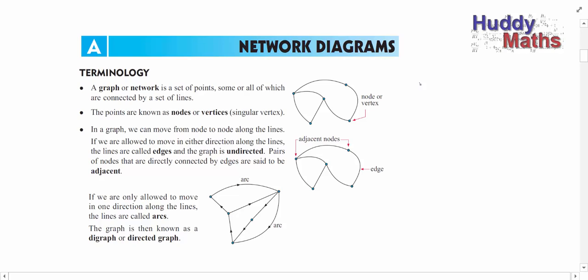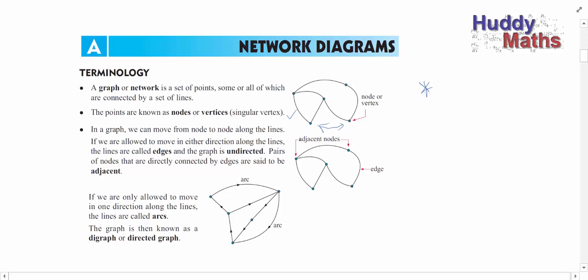So first of all, what is a graph or a network? A set of points, some or all of which are connected by sets of lines. Sometimes they won't be. Look at these two here, because it's not possible to link them. For some reason, there might not be a road there between your place and a mate's place. The points are known as nodes or vertices. That's just language we're talking about here to help us convey to people how we're solving the problem.